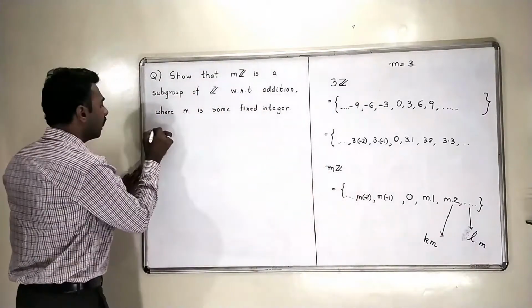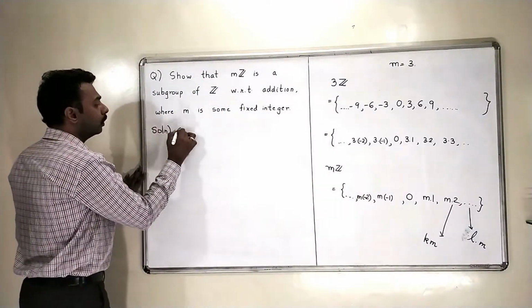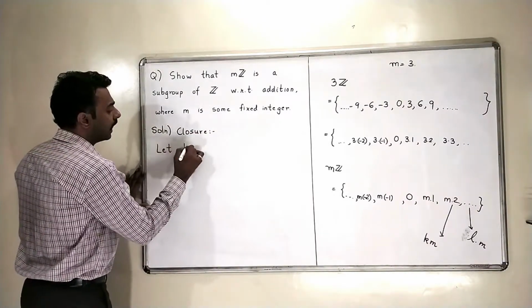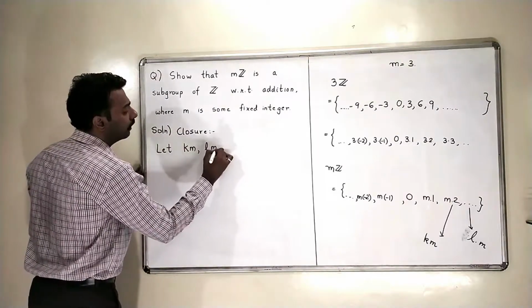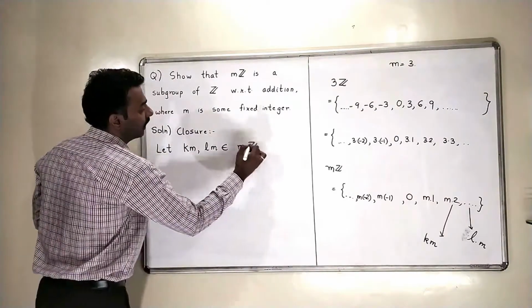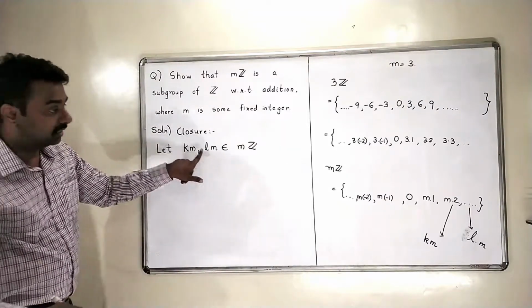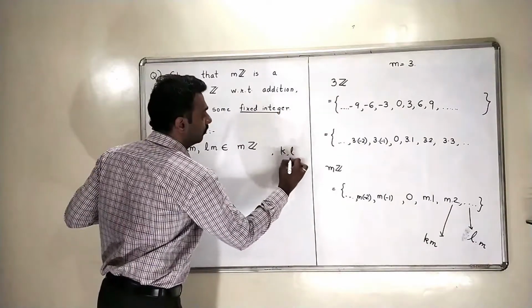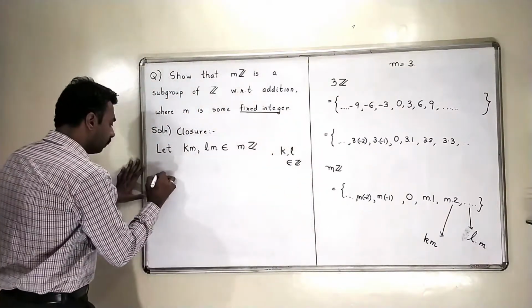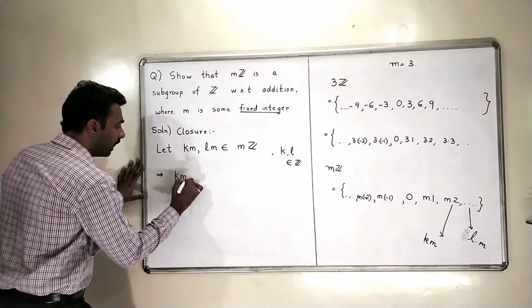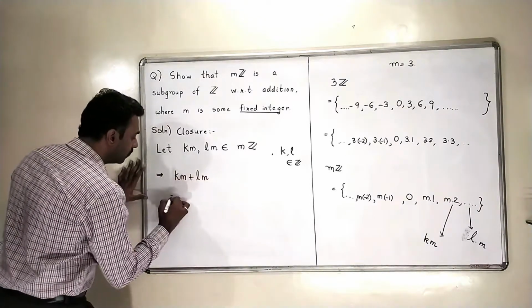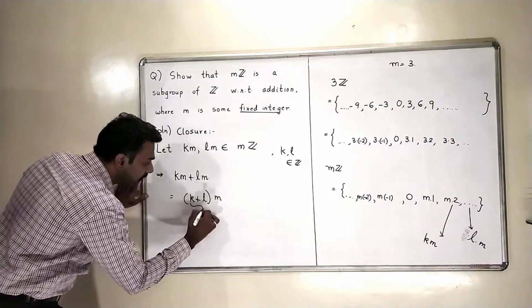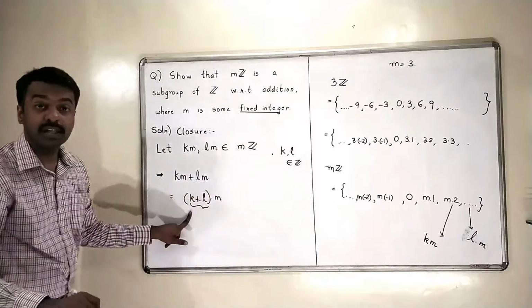So when I start the solution and talk about the closure, I will say that let km and lm belong to the set MZ. K and l are integers. What is m? M is our fixed integer. Then what is the addition of km plus lm? Km plus lm is equal to k plus l multiplied by m. So this is again some integer, because k and l are integers, so k plus l is also an integer.